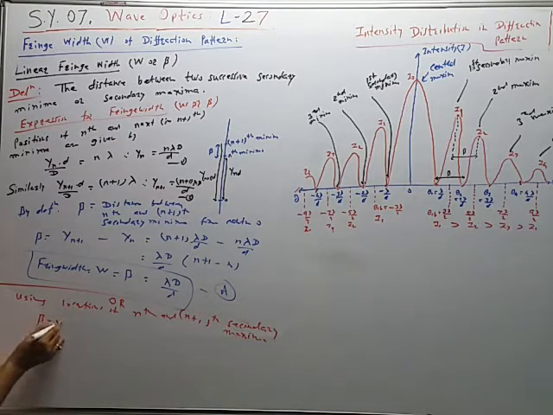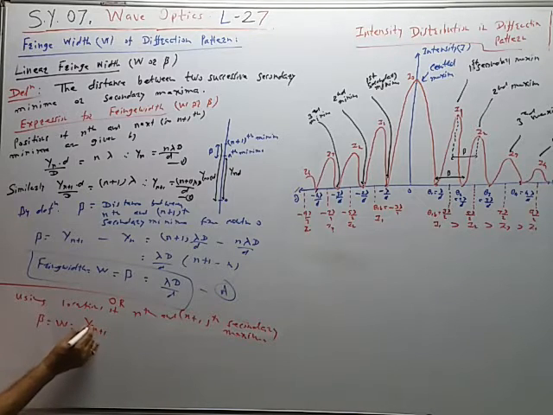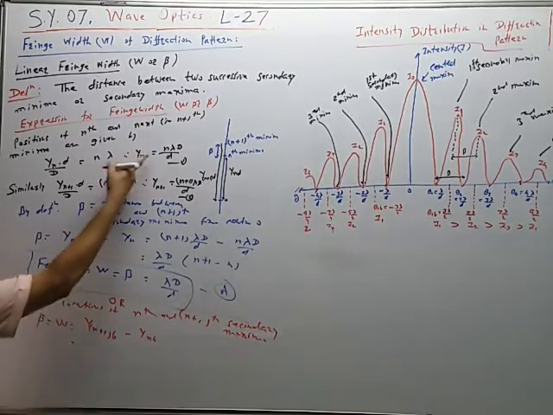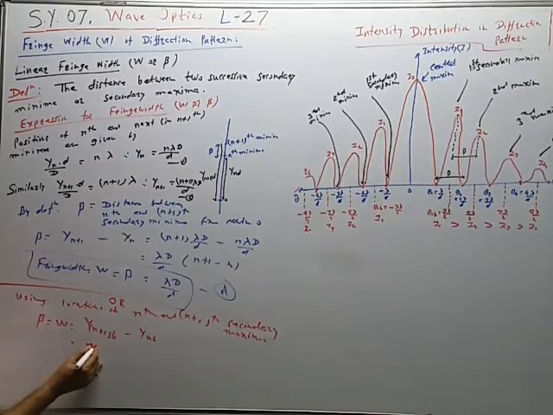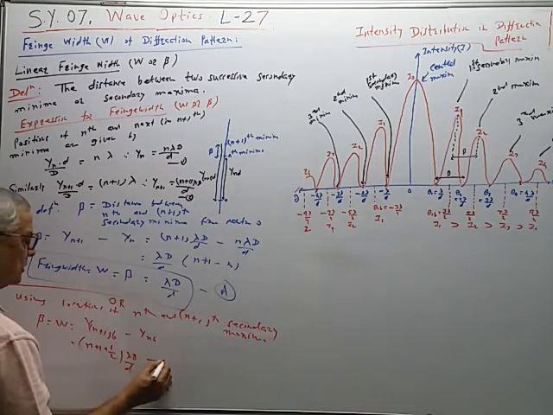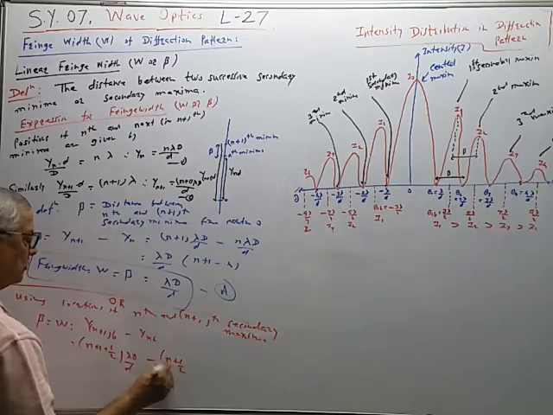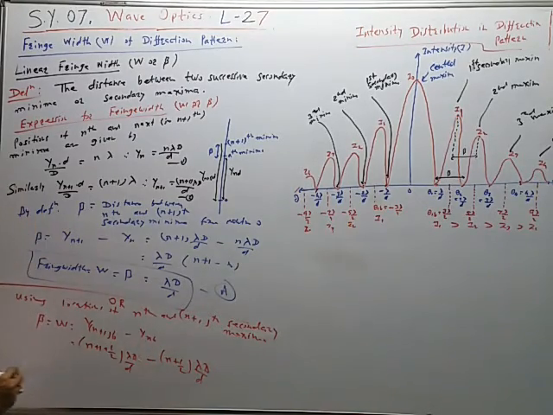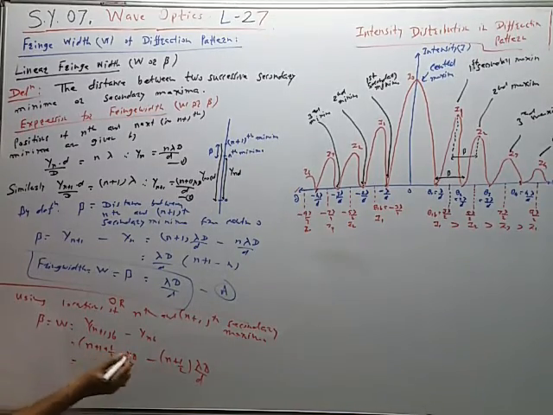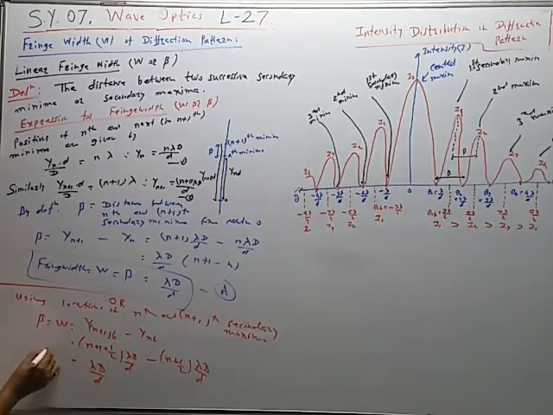Beta or W is equal to y(n+1) for the bright band minus y(n) for the bright band. So similarly, it is given by (n plus 1 half) into lambda D upon d, minus (n plus 1 half) lambda into D upon d. If we open this bracket, then the n plus 1 half terms will get cancelled. It is again lambda D upon d. So the same formula is derived.